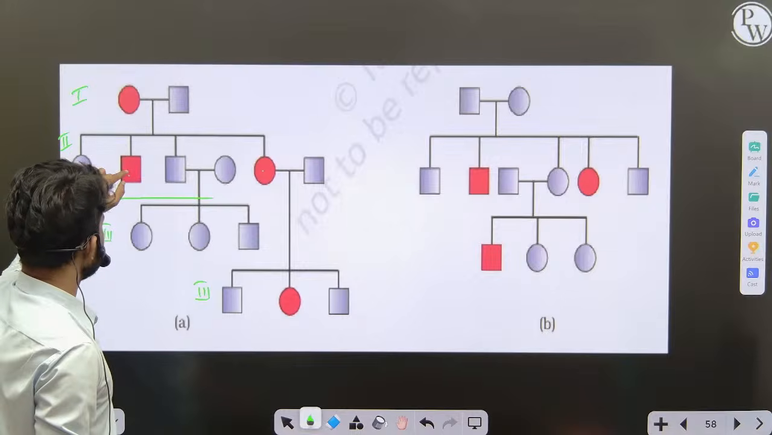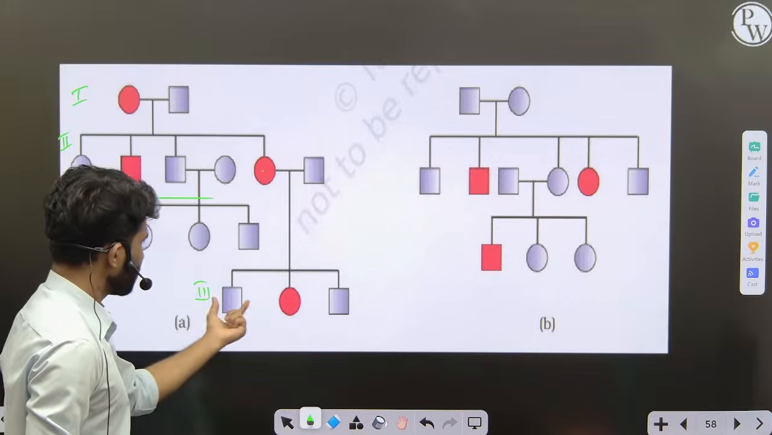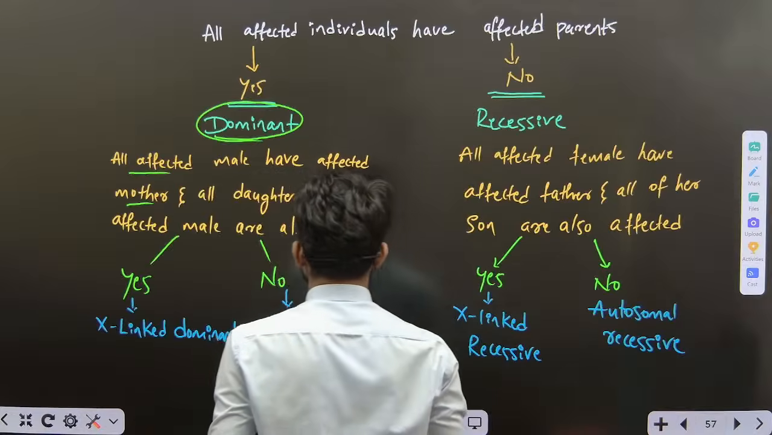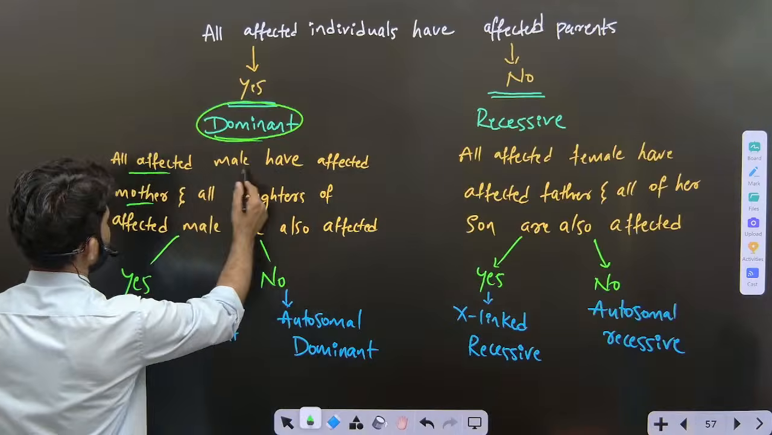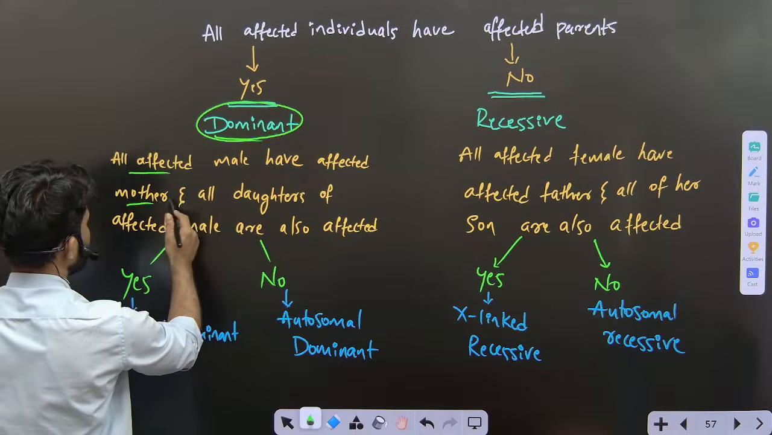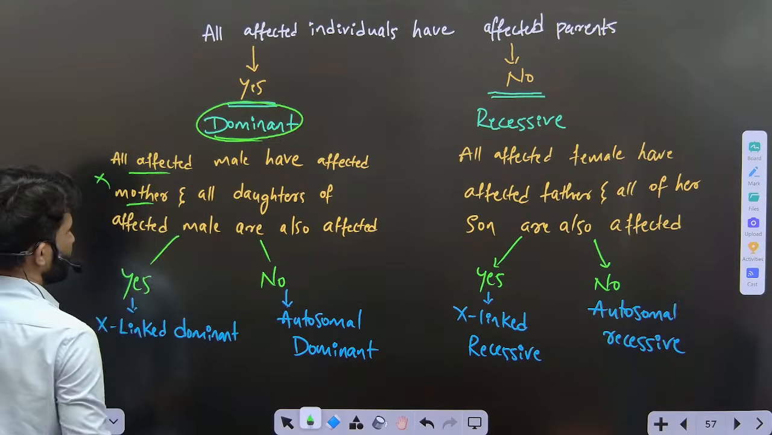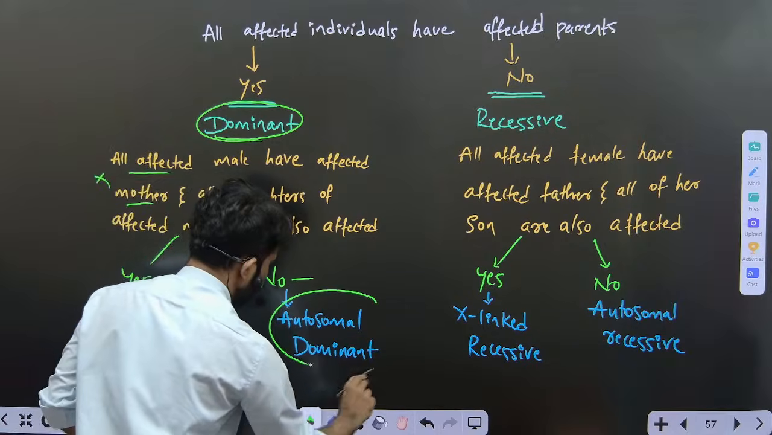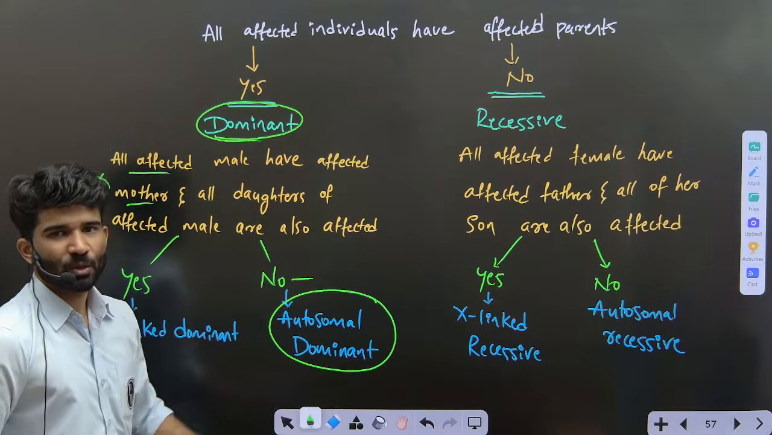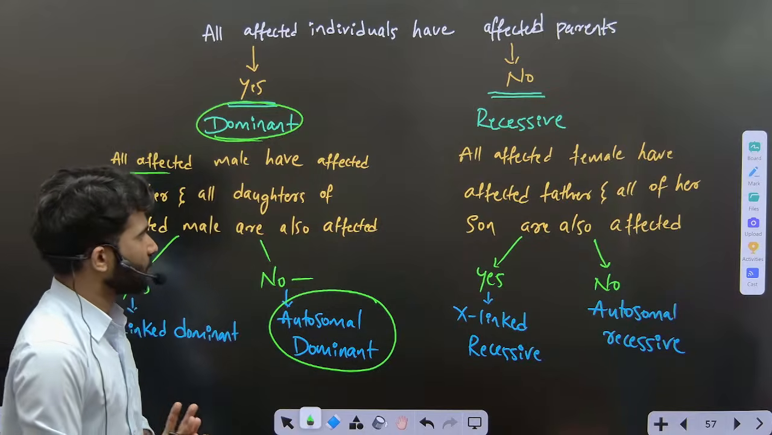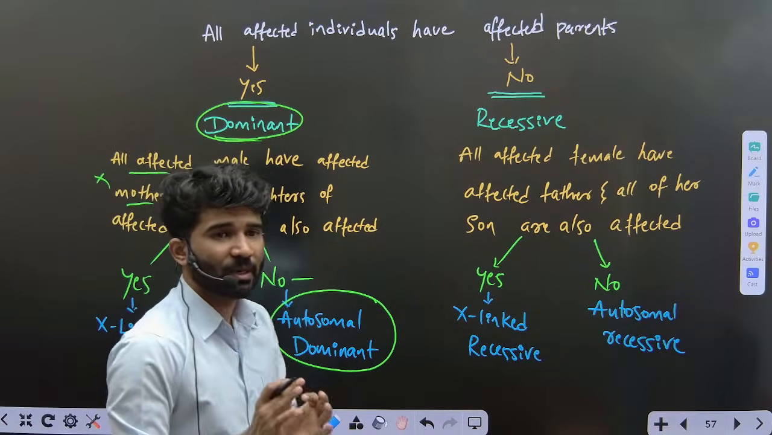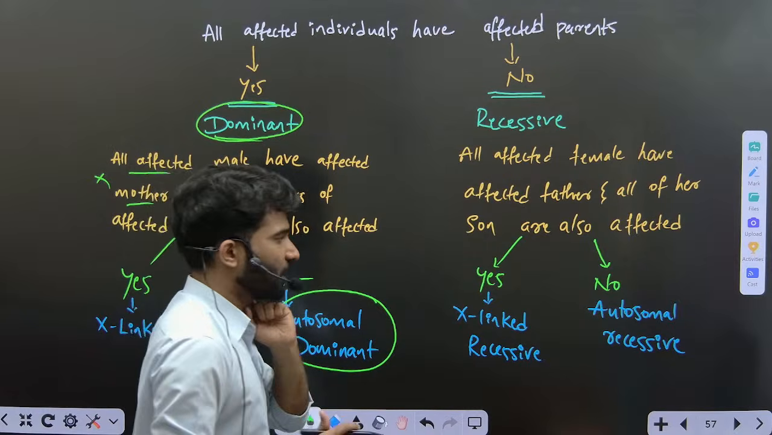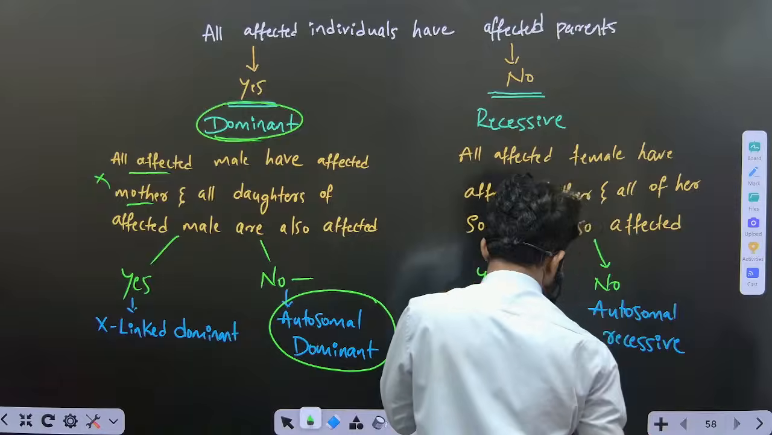Here in one generation, the affected male has an affected mother, but here the males are not affected. Then the statement is not obeyed. So all affected males have affected mothers does not obey. That's why it is a no. If it is no, definitely it will be autosomal dominant. So by this method, you can analyze any pedigree chart possible. You have to remember it. Now we solve it through the normal method.